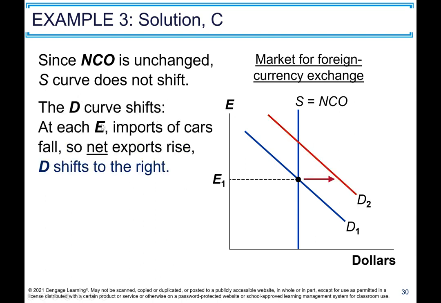The D curve shifts: at each E, imports of cars fall, so net exports rise. D shifts to the right.